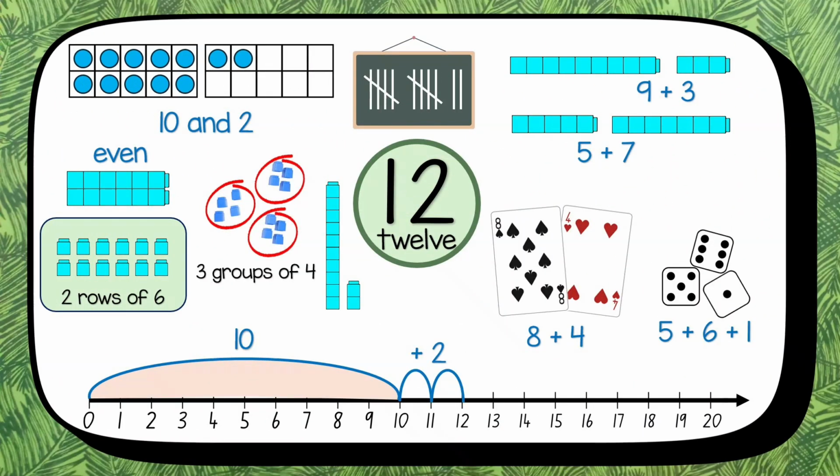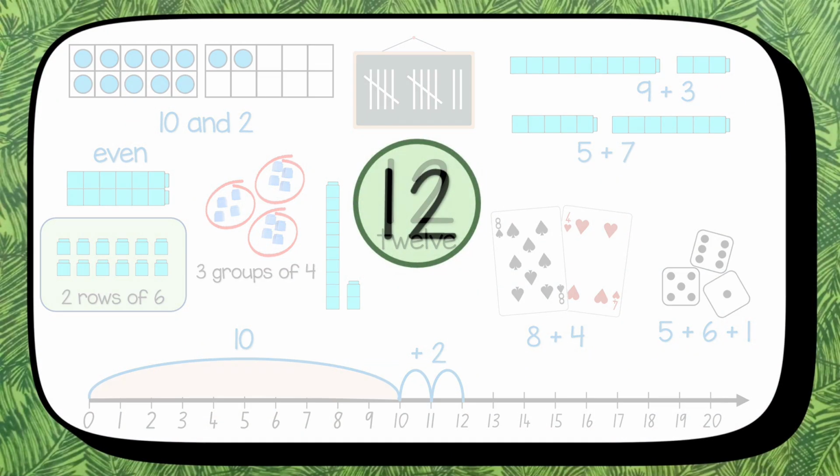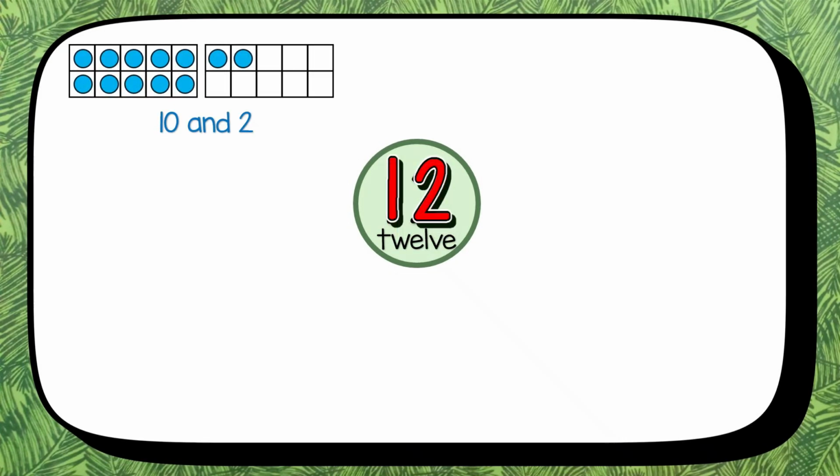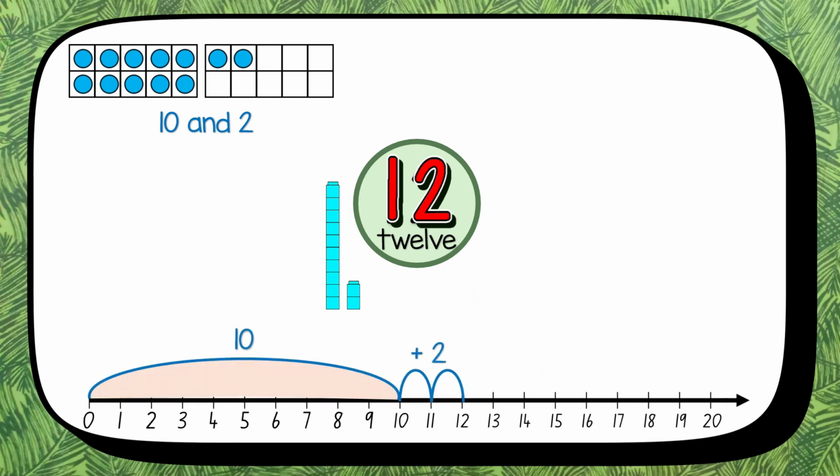Well, we sure have found lots of ways to show 12. Let's have another look at our board. As you can see, numbers are much more than just numerals on a number line. We know that the numeral 12 represents 1 10 and 2 more. Here's the 10 and the 2. And here. And here. All showing 12.